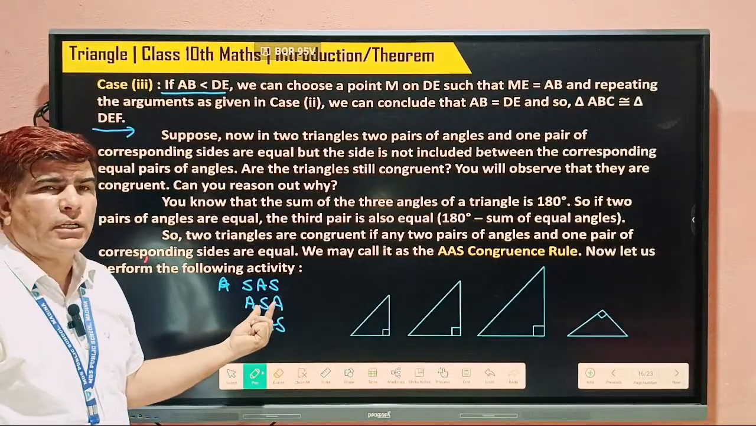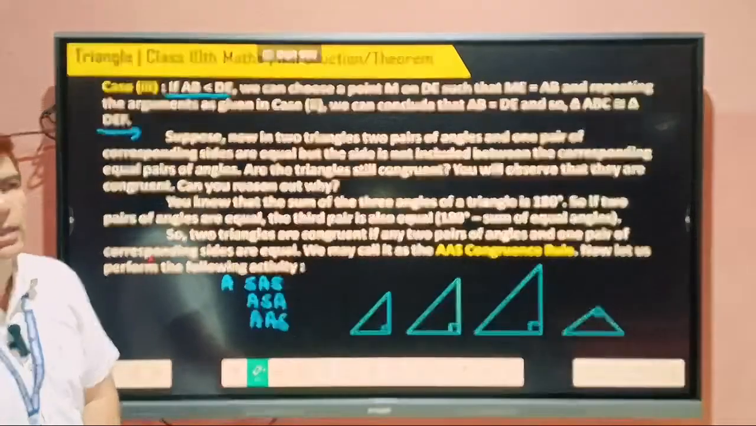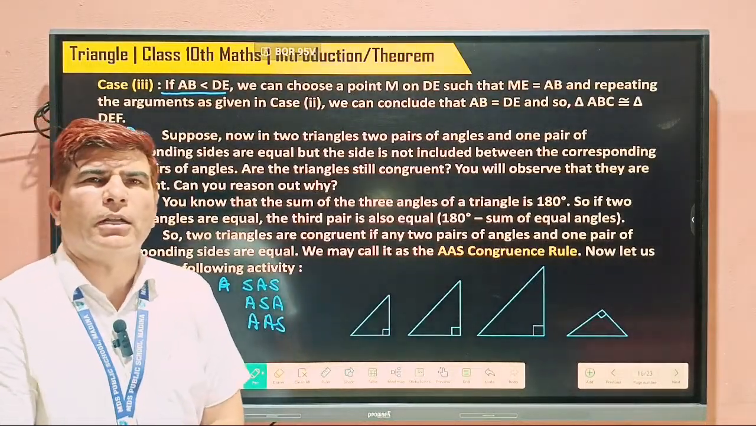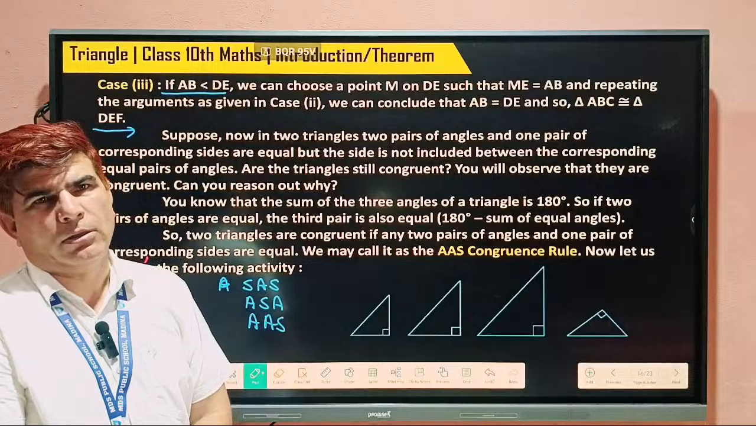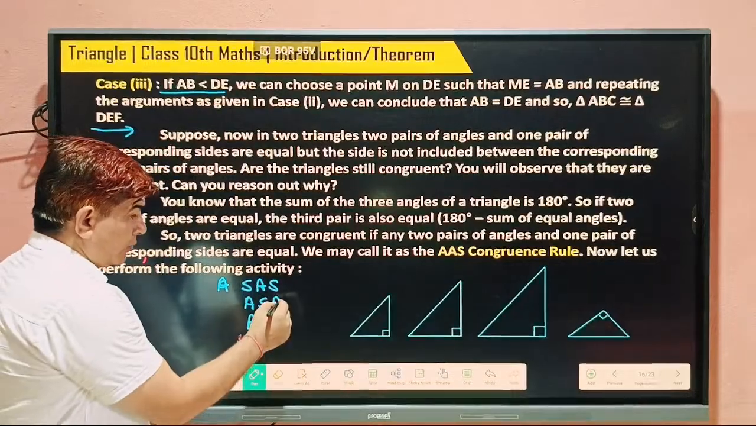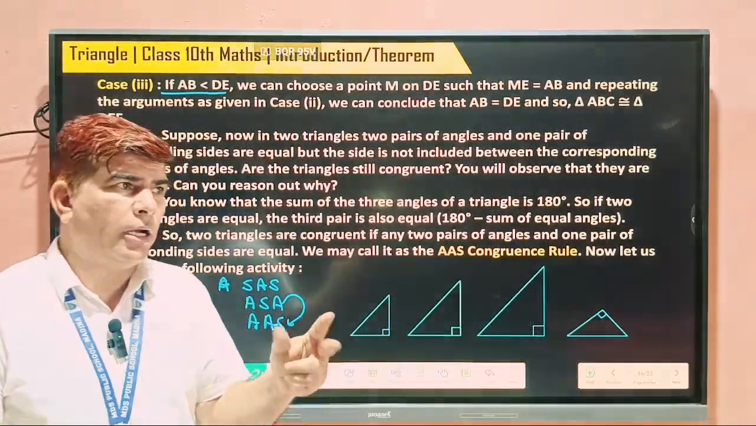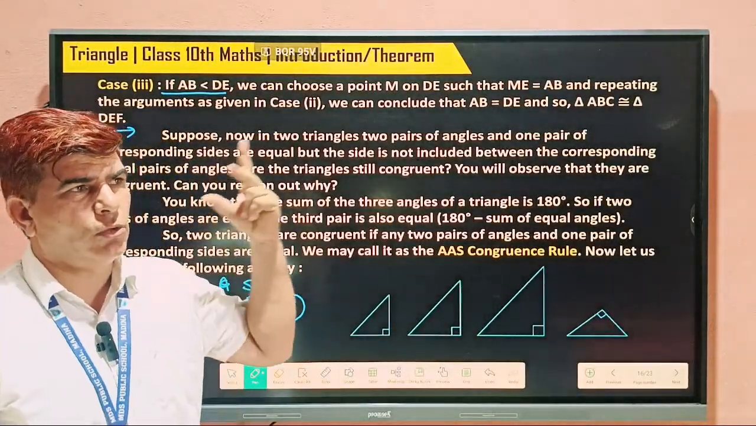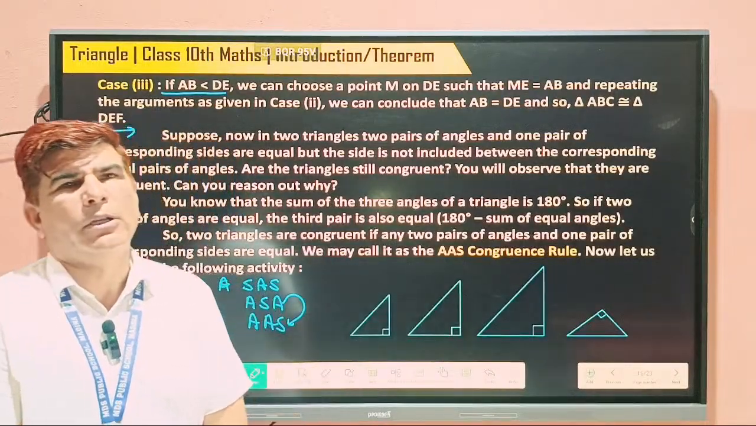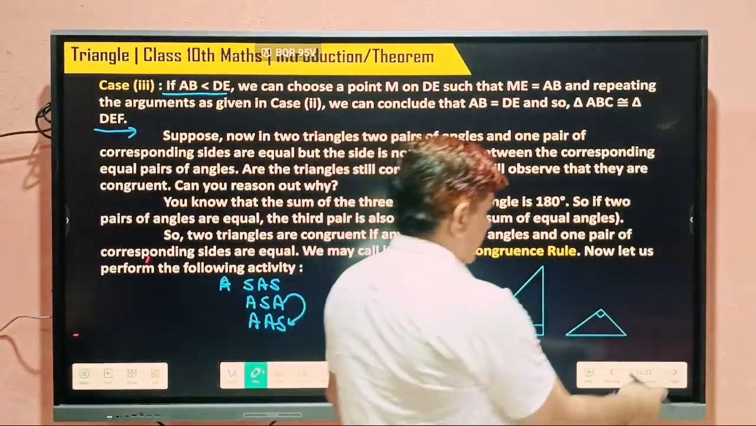Because if two angles of one triangle are equal to two angles of another triangle, then the third angle becomes automatically equal. You know the sum of the angles of a triangle is 180 degrees, so if two angles are equal, the third angle also automatically becomes equal. So we can apply this in this form also. It means any two angles and one side of a triangle equal to any two angles and one side of another triangle, then the two triangles become congruent. So understood? This is given on your next page.